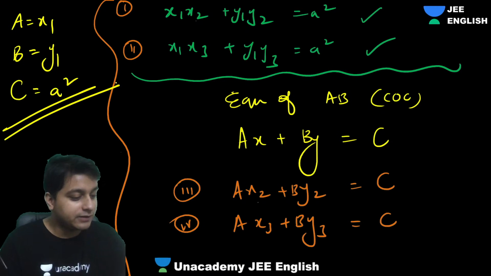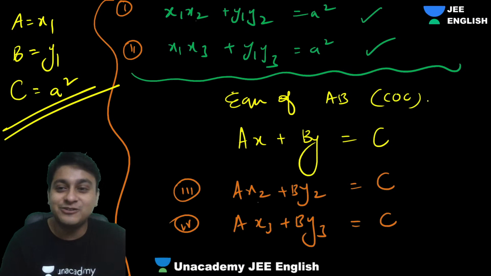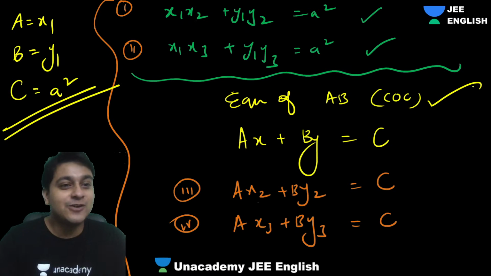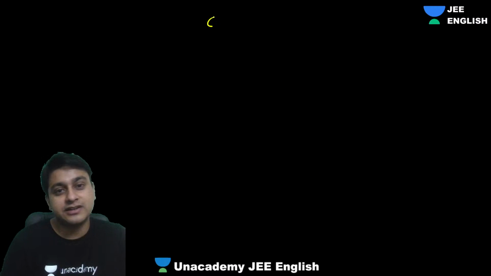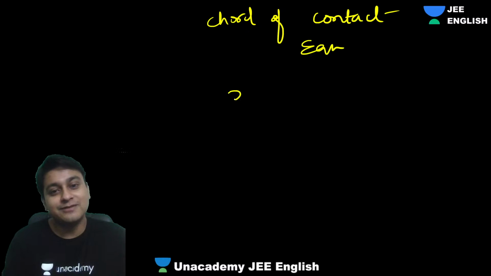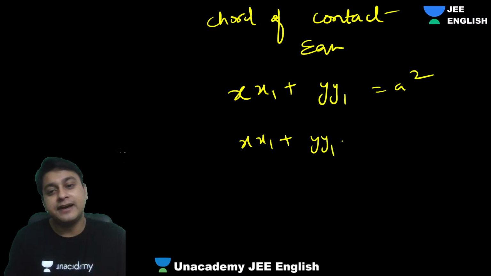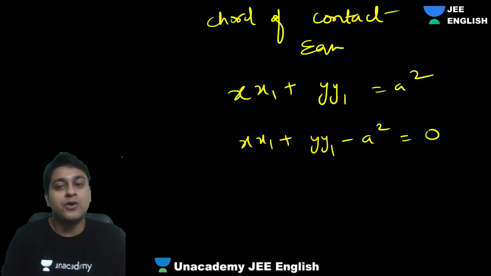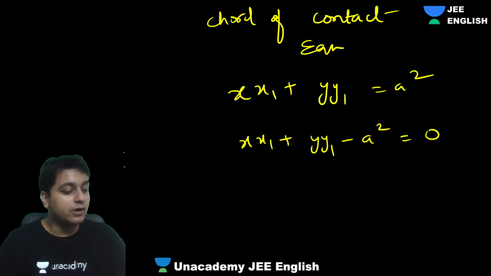Fantastic, isn't it, everyone? So from there, I have got the values of A, B and C, and I've got the equation of the chord of contact. So what is the chord of contact equation, guys? The chord of contact equation will be nothing but x x1 plus y y1 equals a square. You can bring it this side, we'll get x x1 plus y y1 minus a square equals 0. Did everyone get this concept?